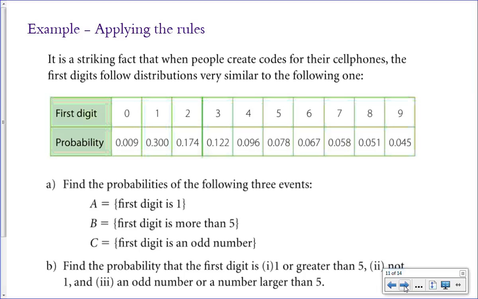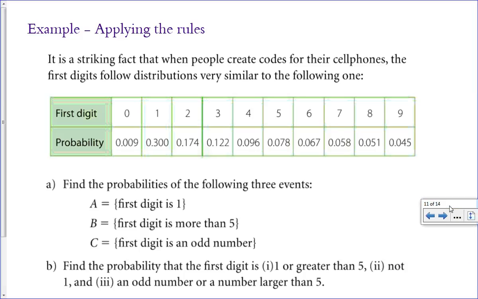And then down at the bottom of the slide here, it says, find the probability that the first digit is 1 or greater than 5. So let's change colors so you can see where I'm working. 1 or greater than 5 means to add together the 1 or greater than 5 probabilities. In the interest of time, I'm not going to perform that addition, but you understand the idea that, again, we're just applying the fact that we can add these together.